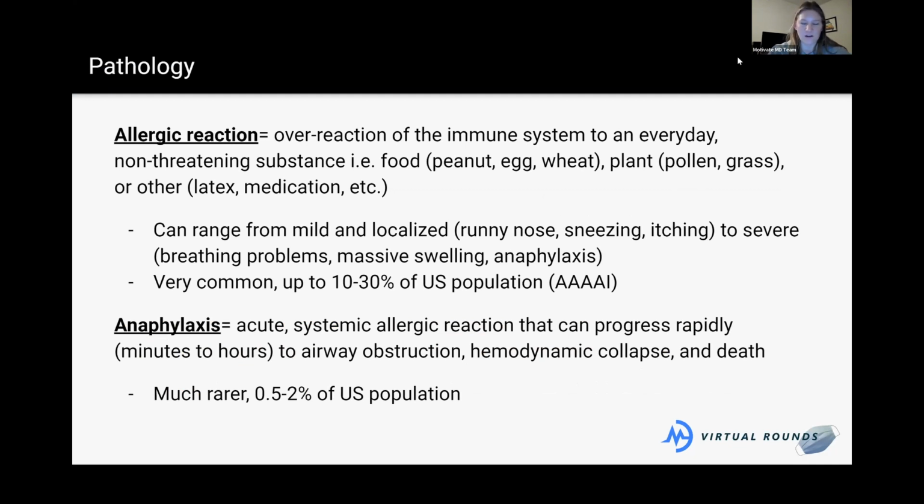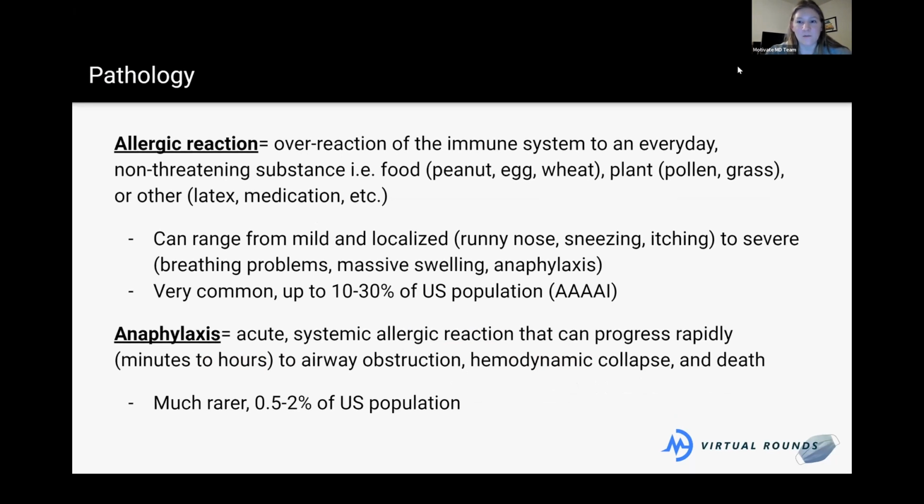So first, to define some terms so that we're all on the same page. An allergic reaction is an overreaction of the immune system to an everyday non-threatening substance. These are things that normal people should be able to eat or be around without their immune system thinking it's a foreign invader that needs to be eliminated and gotten out of your system.